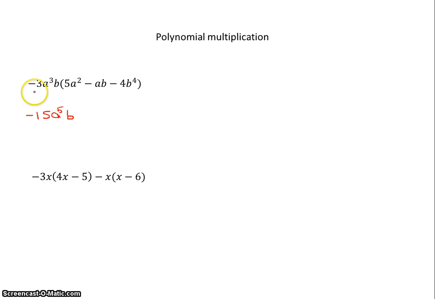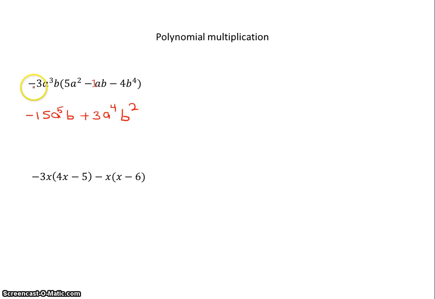Now for the next term. -3 times negative is positive 3 times a -1. A cubed times a is going... Now, I'm done with the sign because the sign was associated with this guy right here. So just make sure you don't have to worry about the sign now. A cubed times a is a to the 4th. B times b is b squared.